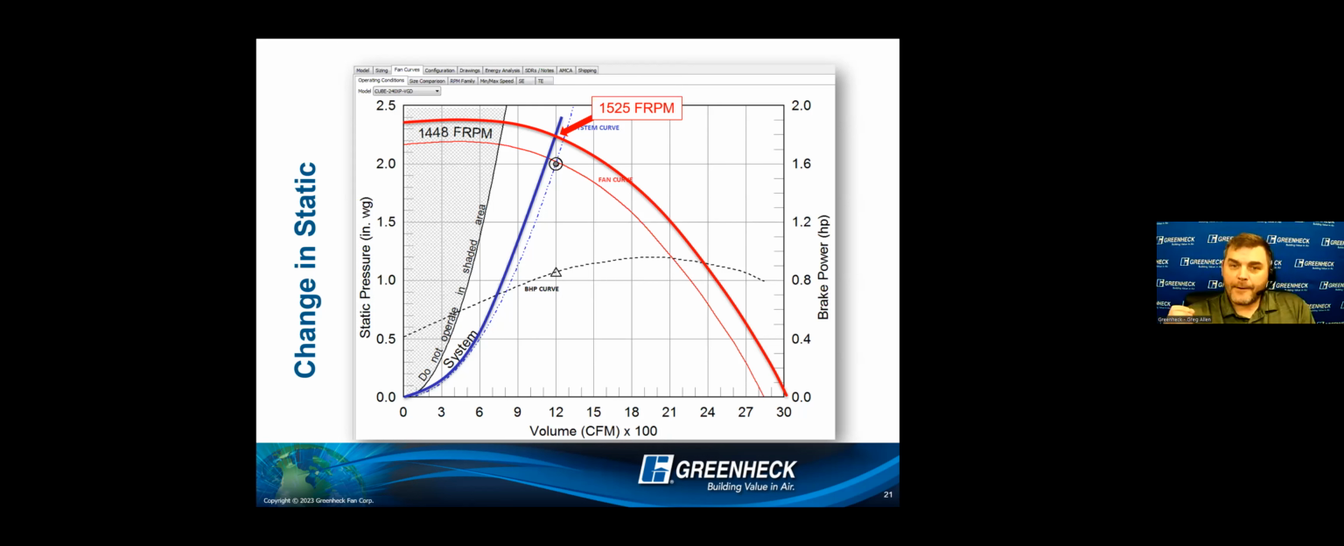Right. So to overcome a little extra static pressure that was in the as-built system, I needed to actually speed this fan up almost 100 RPM. That's going to take more horsepower, right? Fan laws, excuse me. It's going to take more horsepower. It's going to cost me more every month to move that air.